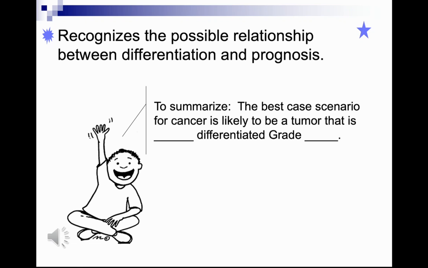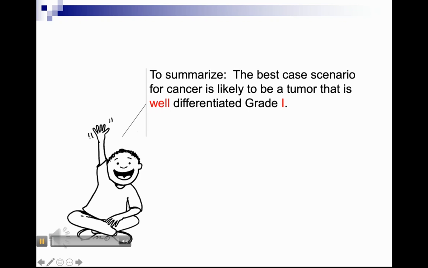There is a potential relationship between differentiation and prognosis or survival. What do you think? Fill in these blanks. So the best case scenario for cancer is likely to be a tumor that is blank differentiated and grade what? The best case scenario for cancer is likely to be a tumor that is well differentiated, grade 1. These tend to be smaller, more localized cancers, and they tend not to be so wildly uncontrolled in their cell division.